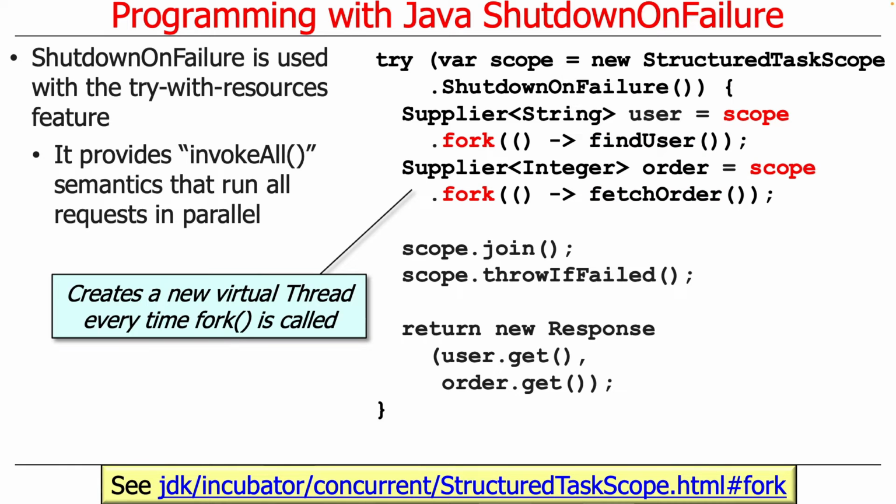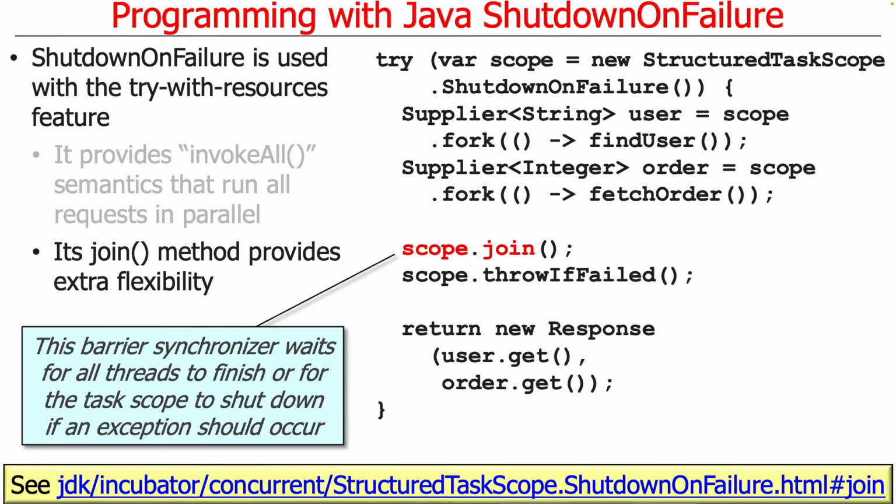What happens when fork is called is a new virtual thread is created, because that's the way things work with StructuredTaskScope. And as you can see, that returns a supplier to the return value. So in the case of the user, it comes back as a string. In the case of the order, it comes back with some order fulfillment number, like an integer of some kind.